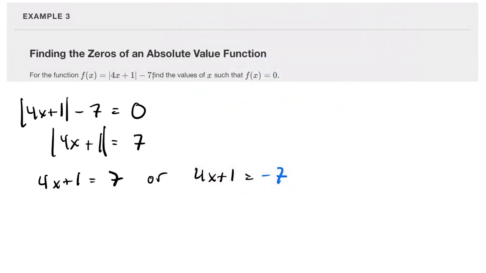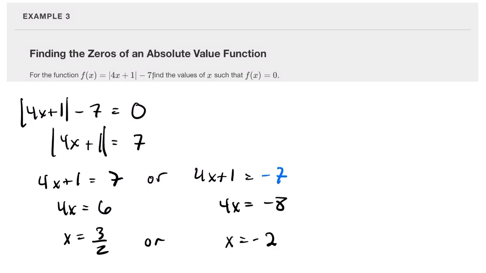Okay. So then if we solve each of these, from the first one, subtract 1 on both sides, we get 4x equals 6. Divide both sides by 4. x equals 3 over 2. Or, from the other one, if we subtract 1 on both sides, we get 4x equals negative 8. Divide both sides by 4. x equals negative 2. Okay. So then we want to check these in the original to make sure that they work. We want to make sure that when we plug these into the original, they give us 0.